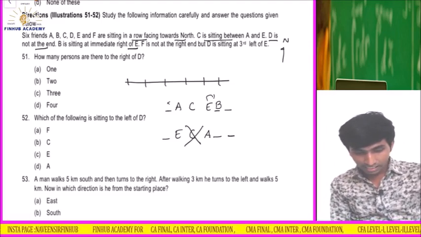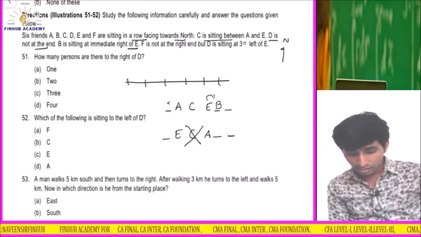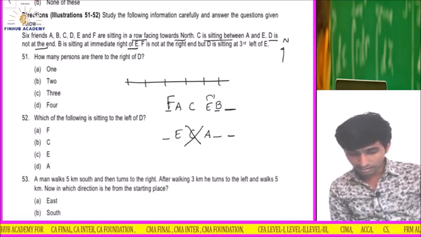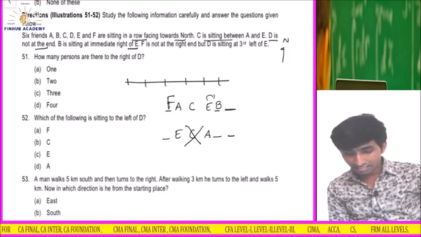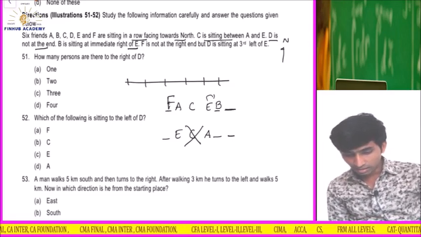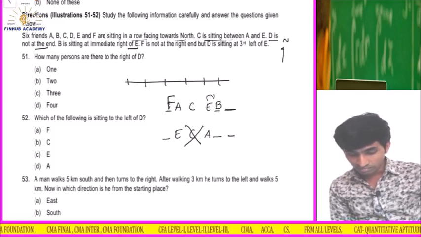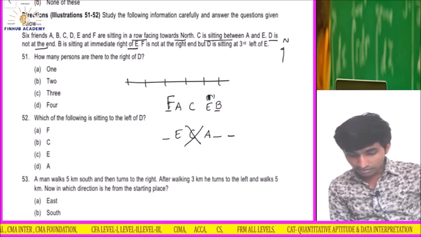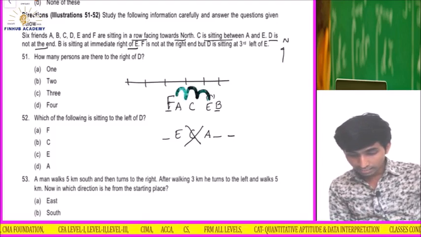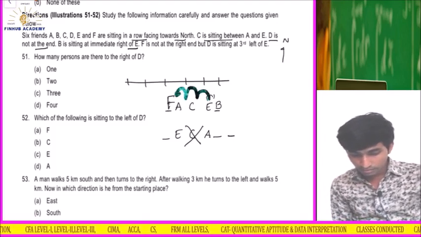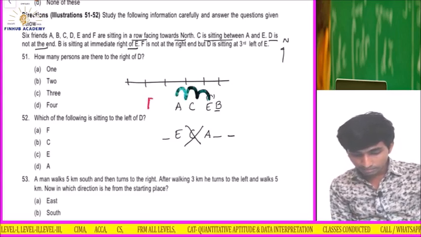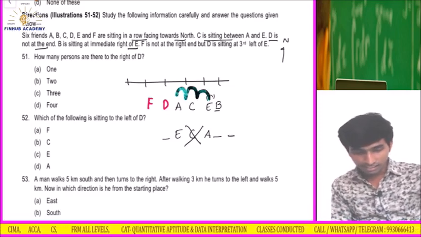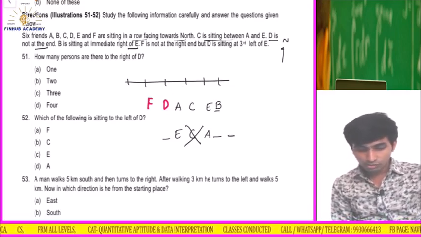B is sitting at the immediate right of E, F is not at the right end, okay, here is not there, that means F is here. But D is sitting at the third left to the E, third left means what? D should not be at the end, that means this place can't be taken by D. Third left, 1, 2 and 3, means here there needs to be left a space between F and D, so it will be F, D, A, C, E, B. See now, condition satisfied, D is not at the end, correct, so this is my position.